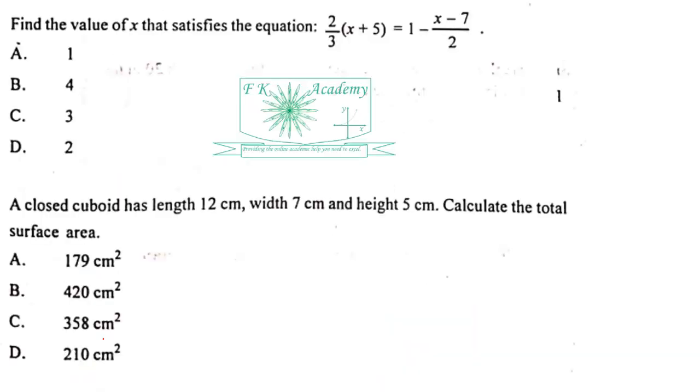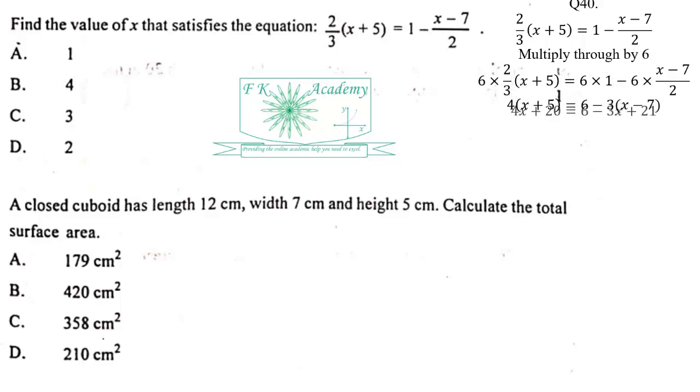Find the value of x that satisfies the equation: 2 over 3 into x plus 5 is equal to 1 minus x minus 7 over 2. So we multiply through by 6. We expand and simplify, group like terms, and that will give us x to be 1.